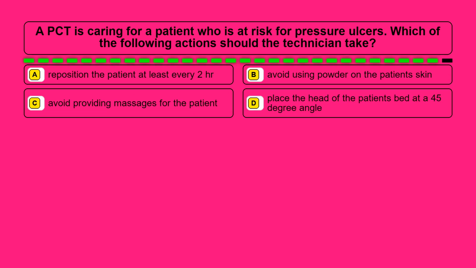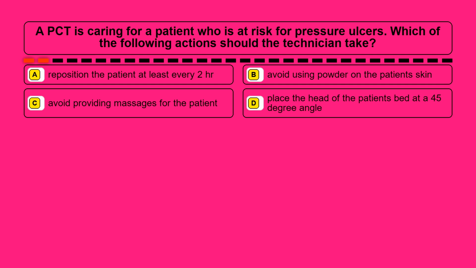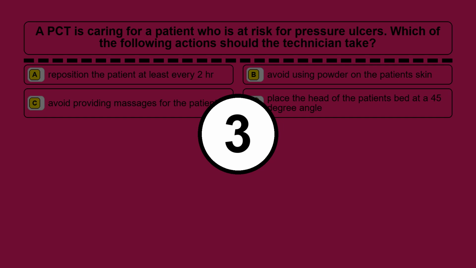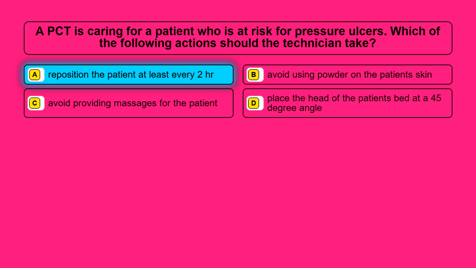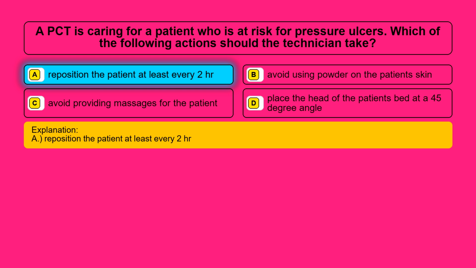Question 15. A PCT is caring for a patient who is at risk for pressure ulcers. Which of the following actions should the technician take? Option A. Reposition the patient at least every 2 hours. Option B. Avoid using powder on the patient's skin. Option C. Avoid providing massages for the patient. Option D. Place the head of the patient's bed at a 45-degree angle. The correct answer is option A. Reposition the patient at least every 2 hours.